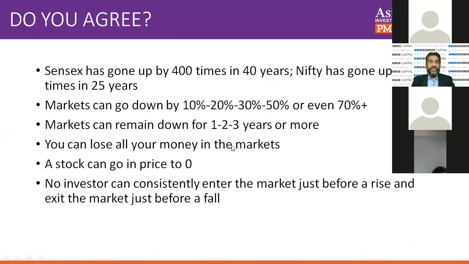So now, having seen that, my question is, do you agree with these statements? Sensex has gone up by 330 times in 40 years. Nifty has gone up by 10 times in 25 years. Markets can go down 10, 20, 30, or even more than 70%. Markets can remain down for 1, 2, 3, or more than 10 years. You could lose all your money in the markets. Stocks can go to zero. And no person, no investor, including fund managers, can consistently enter the market just before a rise and exit the market just before a fall.